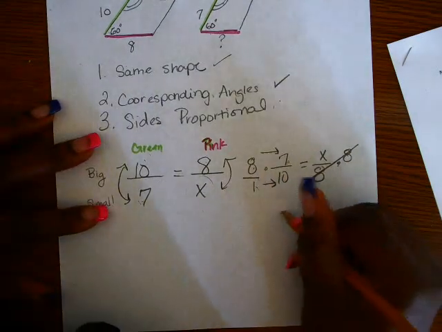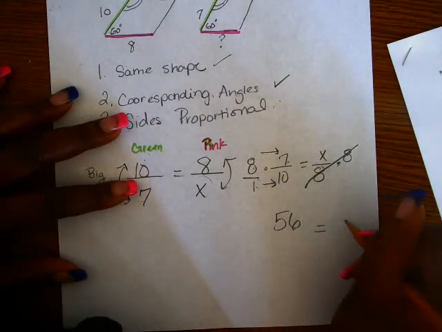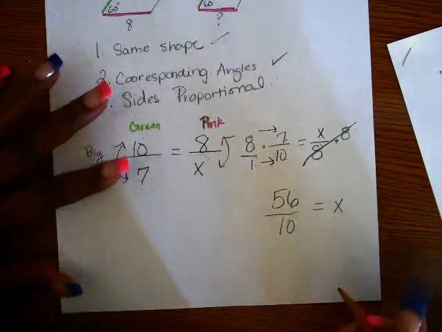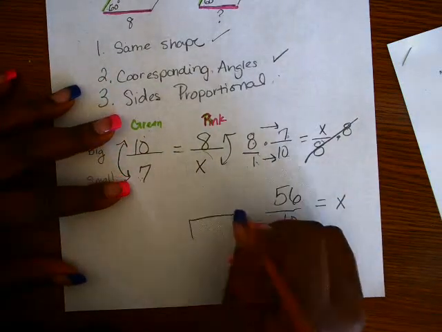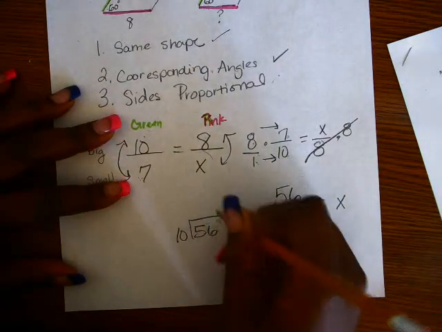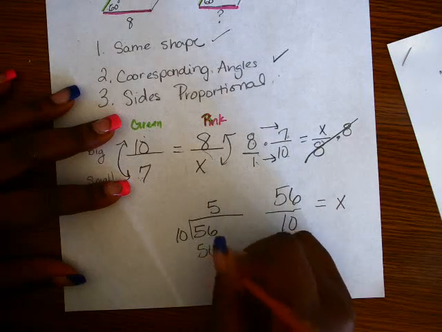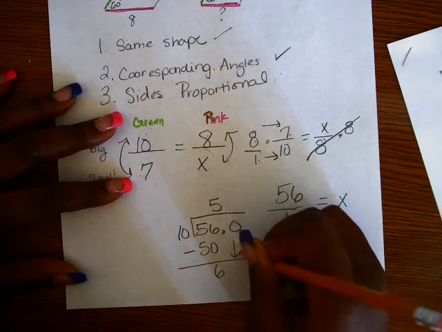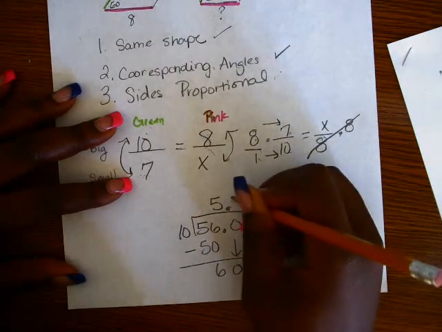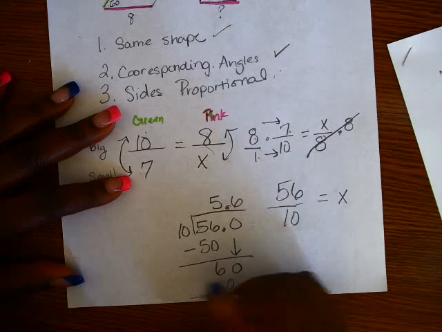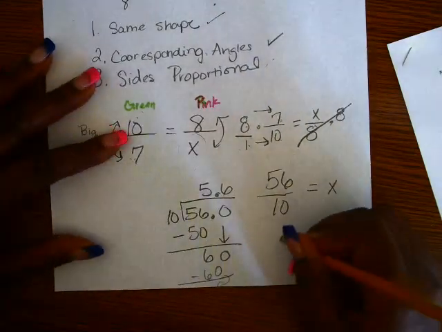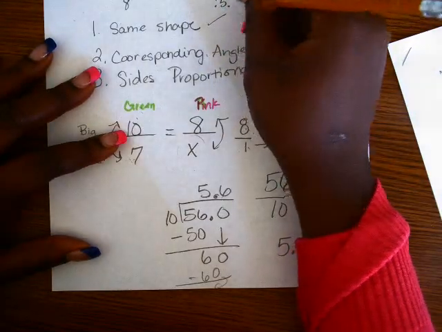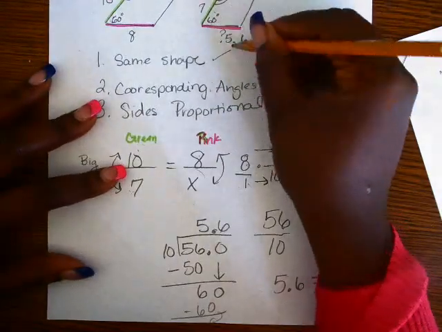8 times 7 is 56, I think. I know sometimes I can't multiply. And then 10 times 1 is 10. So from here I divide 10 into 56, 5 times. I add a decimal and a 0 because we do not do remainders. 10 into 60 is 6 times. So my answer is x is 5.6. So my missing side is 5.6.